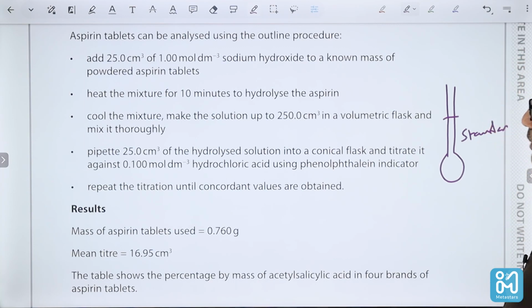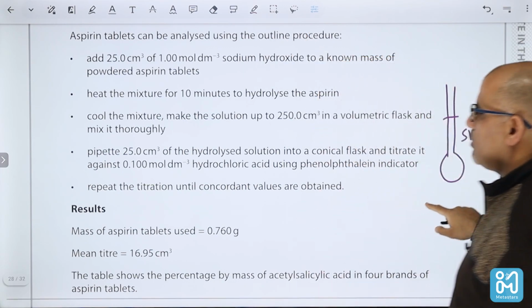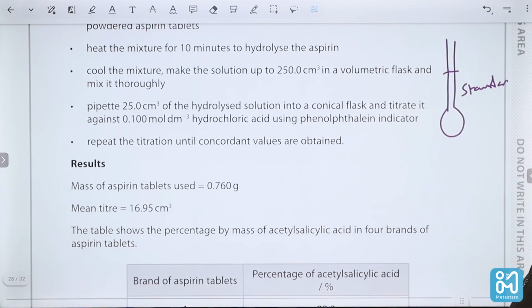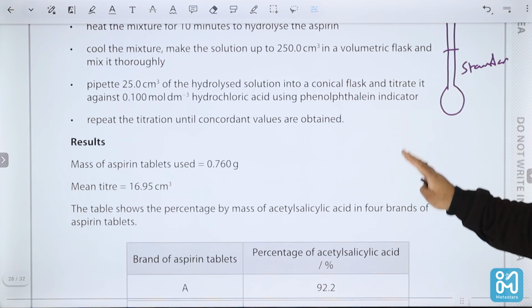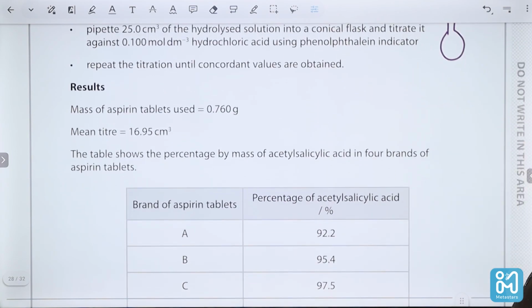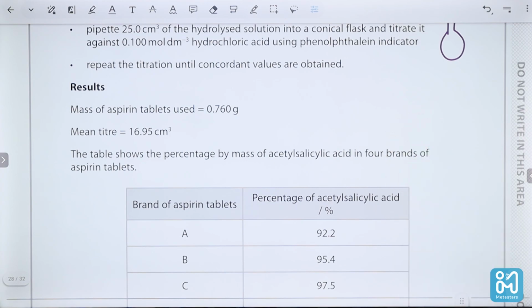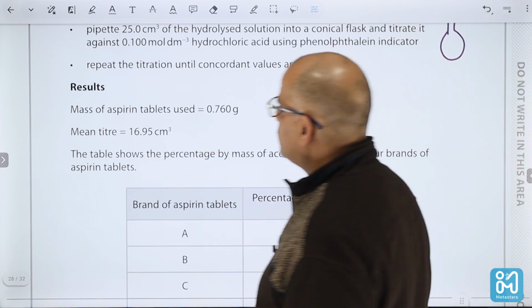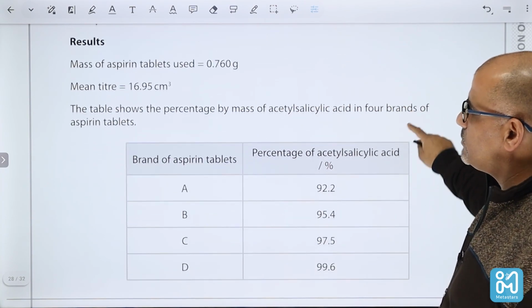Pipette 25 of the hydrolyzed solution into the conical flask for titration, and titrate with 0.1 hydrochloric acid using phenolphthalein indicator. It's a normal titration. Repeat the titration until concordant values are obtained. The result is that the mass of aspirin is 0.76 grams and the mean titer is 16.95, after different trials.